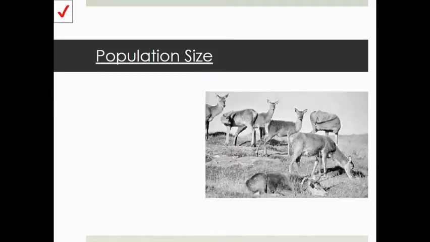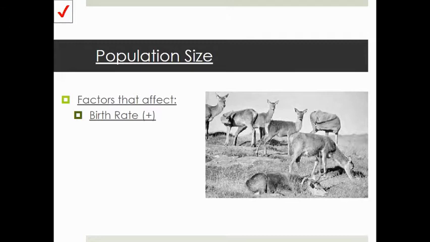Let's get started. The first thing we need to talk about is what can influence population size. Factors that can affect a population size include birth rate. So the more individuals being born, the larger the population. The mortality or fatality rate, the death rate: the more organisms that are dying, the smaller the population is. So that will decrease the numbers.